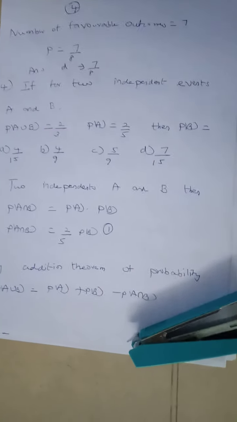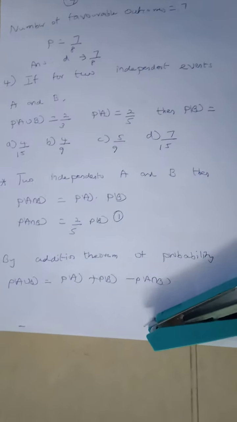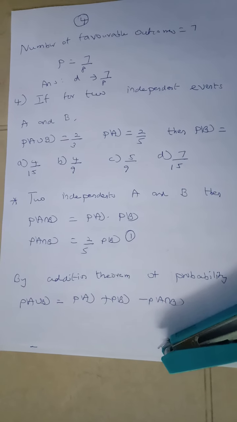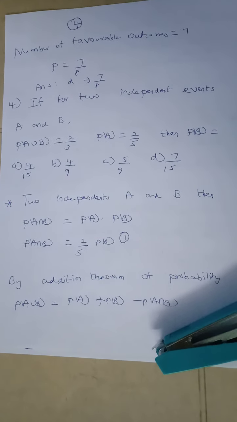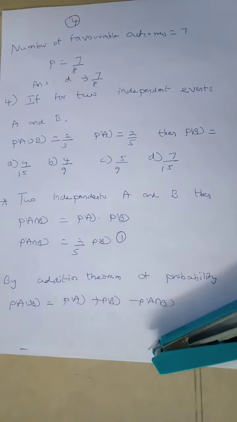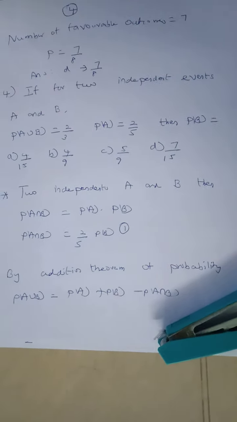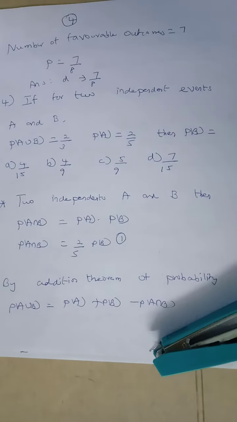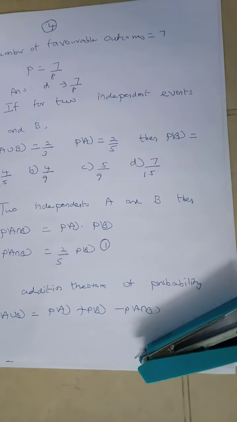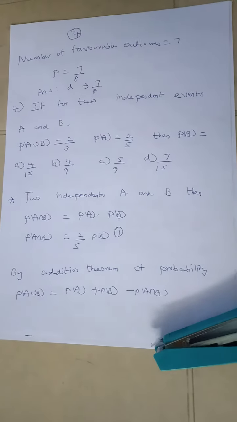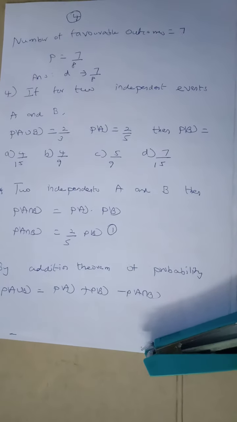So probability of A intersection B is equal to 2 by 5 into probability of B. Let us consider it as equation 1. What we need to find is probability of B, and probability of A union B is given. So we use the addition theorem of probability. Probability of A union B is equal to probability of A plus probability of B minus probability of A intersection B.